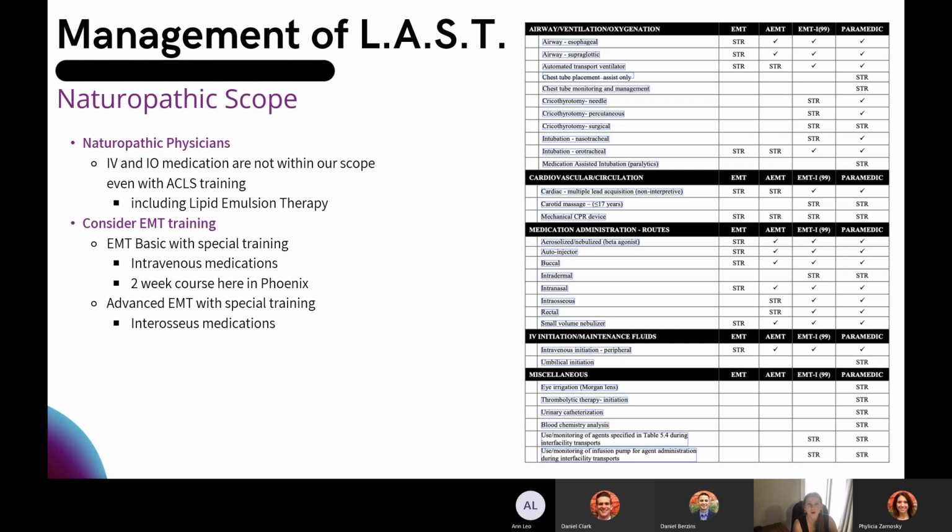So for instance, if you wanted to do intravenous medications, you can be an EMT basic with some specialized training, and you can offer intravenous medications. That's a 2-week course here in Phoenix. I haven't looked at it too specifically, but I think that would then allow you to add lipid emulsion therapy and the IV midazolam and things like that to your repertoire in order to be safe when you're providing injections to your patients. And if you wanted to be able to add the interosseous medications, then you would need an advanced EMT with specialized training.